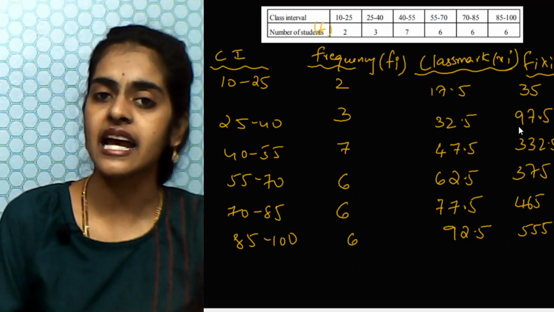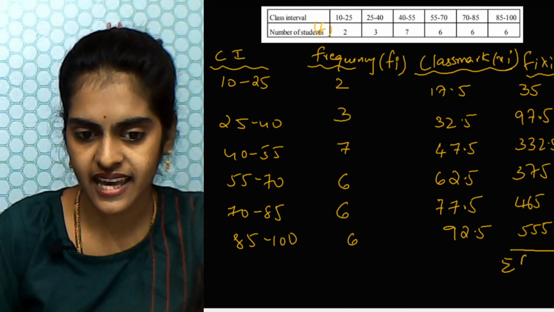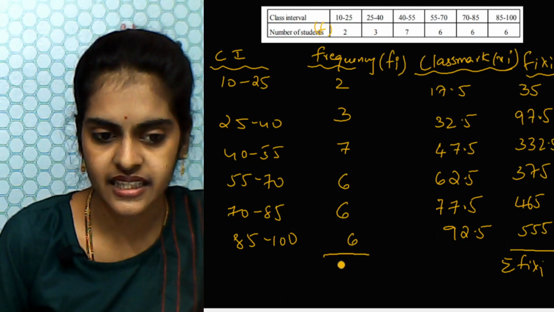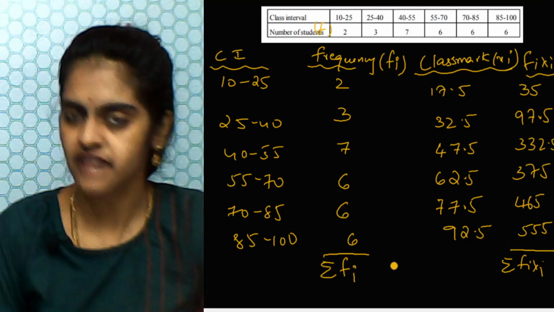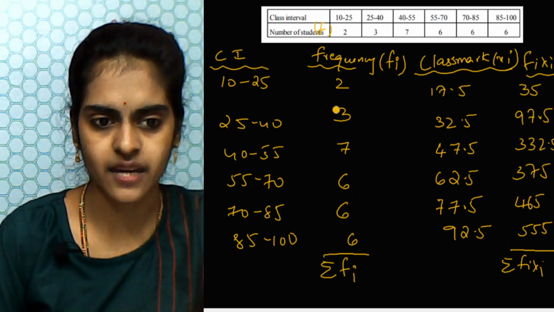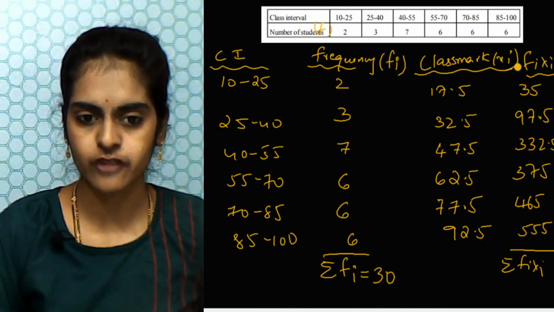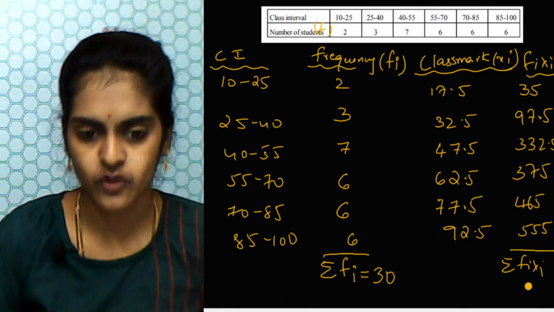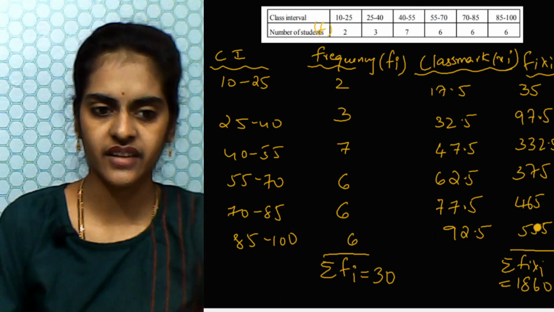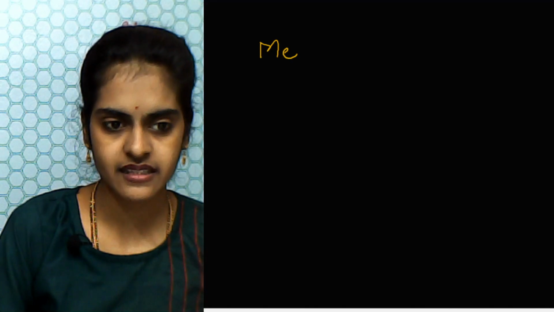You have calculated FiXi. Now the third step is you will add all the FiXis. Okay, so that is nothing but summation of FiXi, and here you will add all the frequencies. Frequencies is Fi, so summation of Fi. Okay, so the sum of all the frequencies, if you add, you will get 30, and if you add all the products of FiXi, you will get 1860, right?